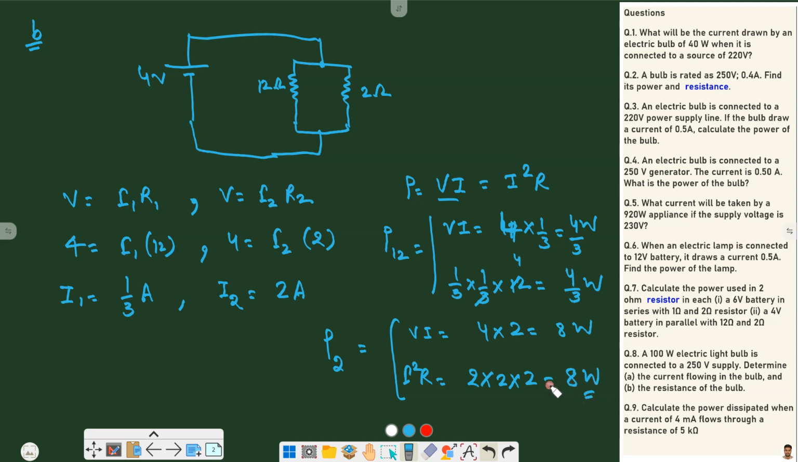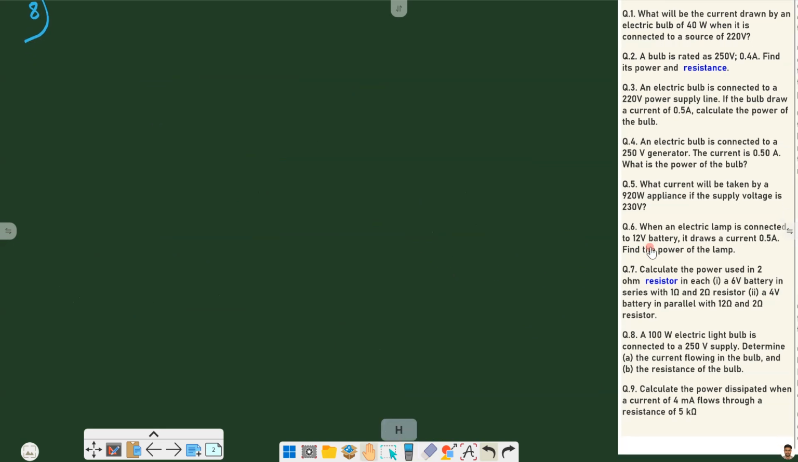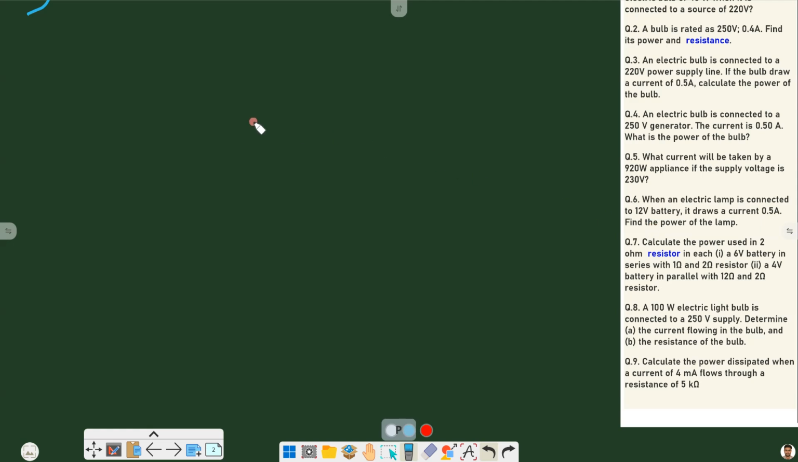So in this case the total power is 8 watt plus 4 by 3 watt, which is the total power delivered by the battery. So this was question number 7. Now going to question number 8. In question number 8, power is given as 100 watt and voltage is given as 250 volts. We have to find the current and resistance.